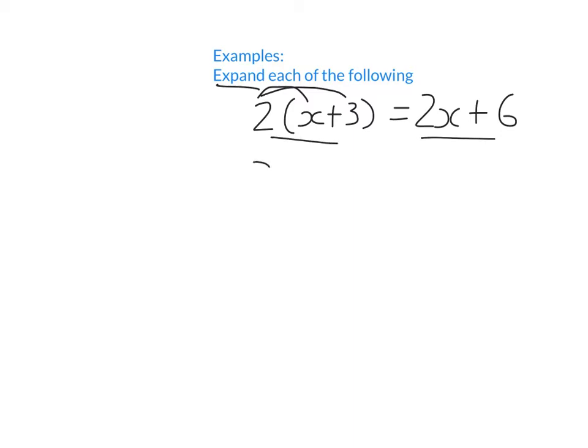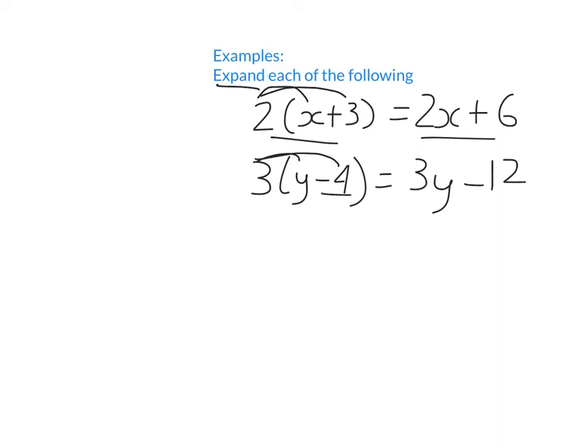Let's say we had something like 3 times y minus 4. Same idea, 3 times y. 3 times, in this case, I'm not timesing it by 4, I'm timesing it by negative 4. So it'd be 3y minus 12. And hopefully you know that in each of these expressions, there's no like terms, so I can't simplify it any further. What if I had something like 4 times 2a plus 5b?